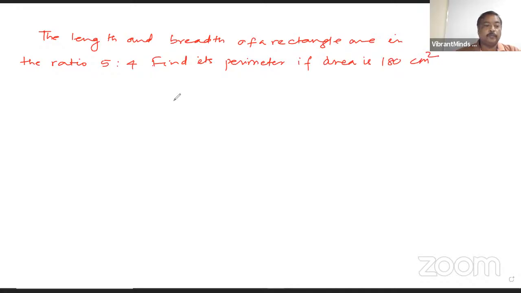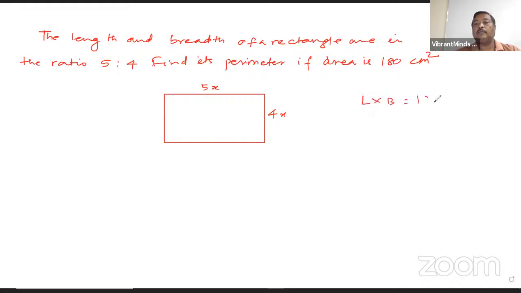Now see. If we see, this is your rectangle. Let's say this is my length 5x. This is my breadth 4x. Now area is given, that is L into B is 180 centimeters square. And we have to find perimeter. Now understand. So 5x into 4x is equal to 180 centimeters square.